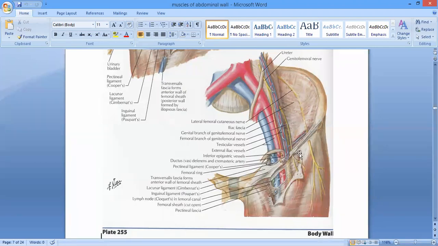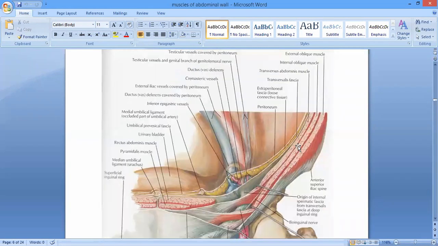और नर्व सप्लाई क्या होगी जी एक्सटर्नल ओब्लिक की? नर्व सप्लाई will be the lower 6 nerves. ठीक है जी, लोअर 6 thoracic nerves सप्लाई कर रही हैं जी एक्सटर्नल ओब्लिक को. ठीक है बच्चे, और इसका फंक्शन क्या होगा? चलिए फंक्शन बाद में इकट्ठे करते हैं. ठीक है, now we will talk about the internal oblique muscle.